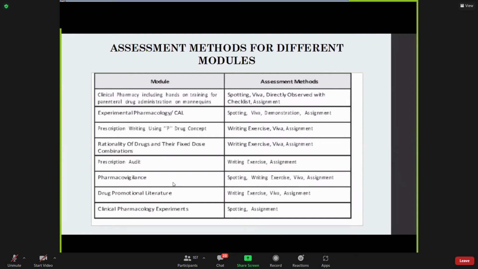Experimental pharmacology or computer assisted learning would be assessed by spotting, viva, demonstration, and assignments. Demonstration meaning you'd be given this simulation training on computers itself as to how these experiments are directly performed on computers without the killing of animals.